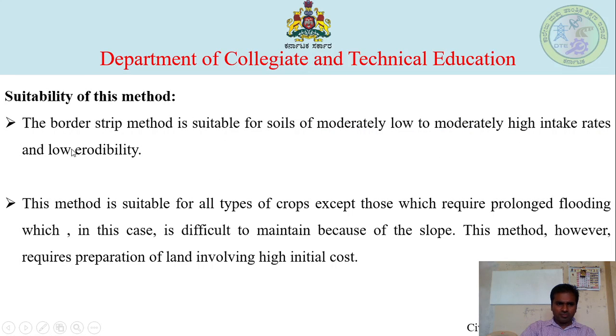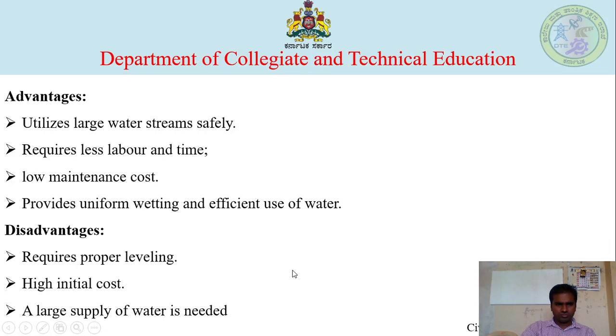Suitability of this method. The border strip method is suitable for soils of moderately low to moderately high intake rates and low erodibility. This method is suitable for all types of crops except those which require prolonged flooding, which in this case is difficult to maintain because of the slope. This method, however, requires preparation of land involving high initial cost.